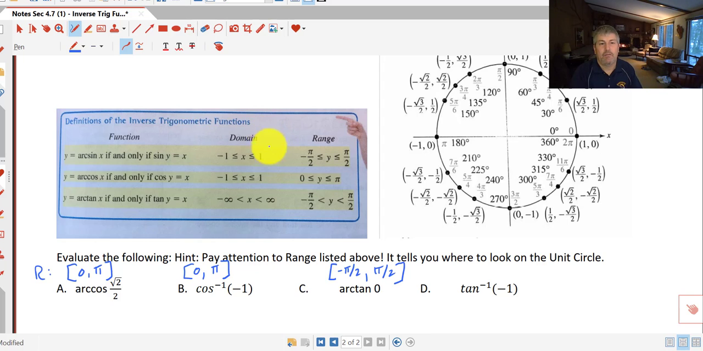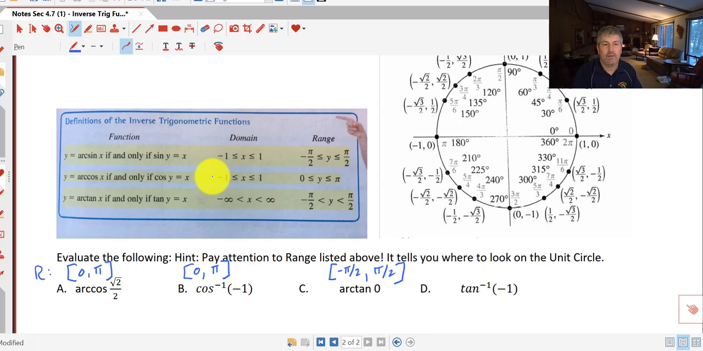So looking at our inverse functions, this is going to be an important table. Keep this handy. The domain for the arcsine is going to be between negative 1 and 1, and our range is from negative pi over 2 to pi over 2. So the right side of the unit circle.